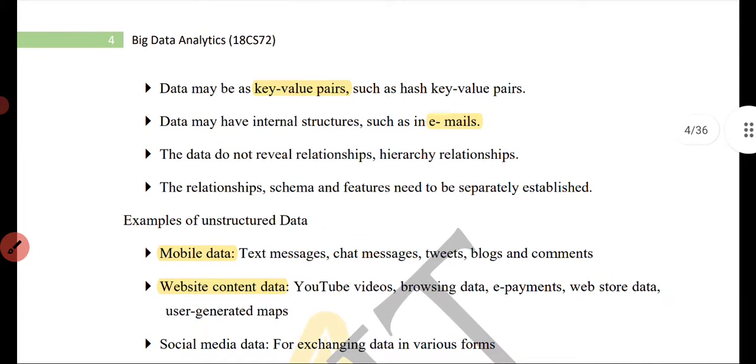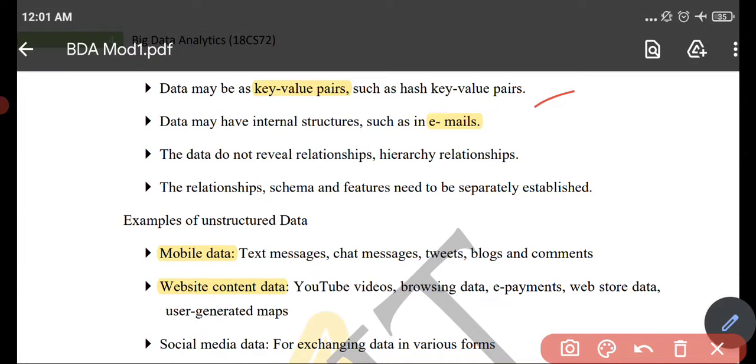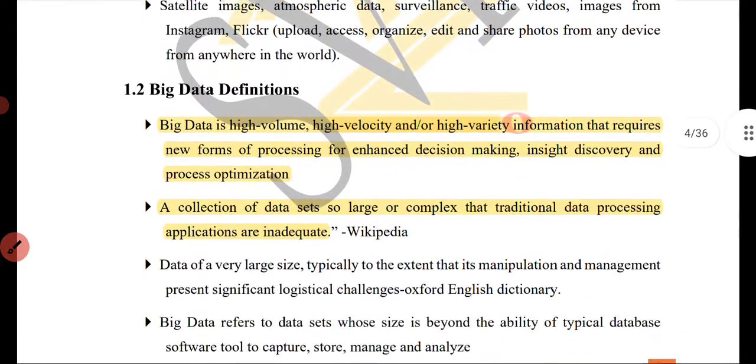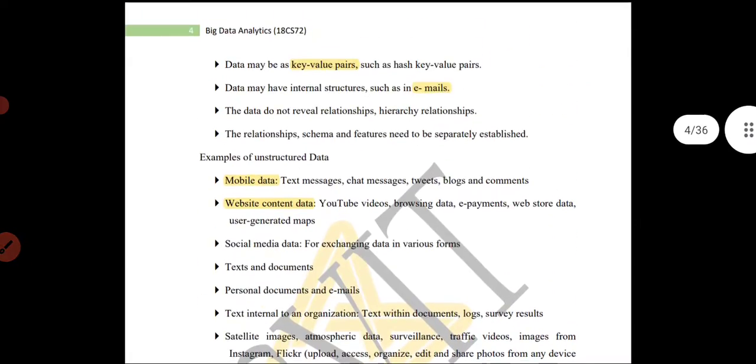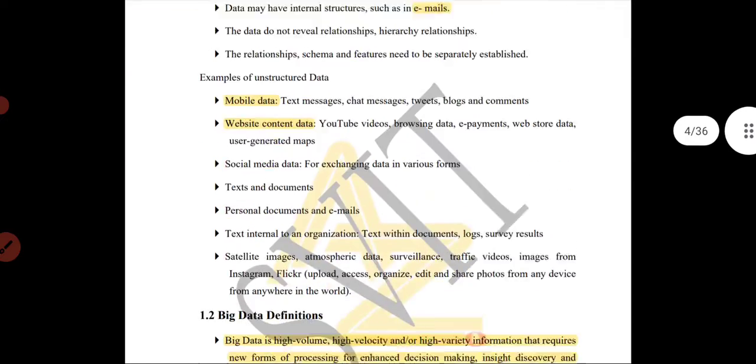And so here the unstructured data can be stored in the form of key value pairs, and examples of unstructured data are mobile data and web content data. So these are all examples of key value pairs. In turn, it is the data being generated that is unstructured.